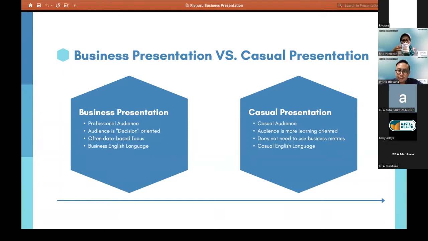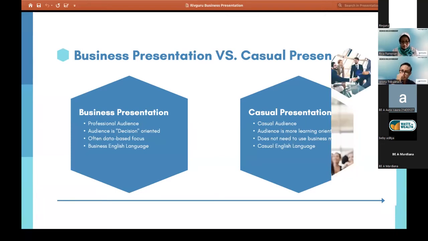But in a casual presentation, of course, you can put in facts, but you don't need to use your business metrics. Lastly, very simple, business English is used for business presentations. Casual presentation, you can use your regular English language.